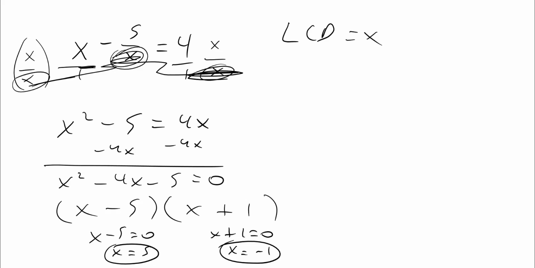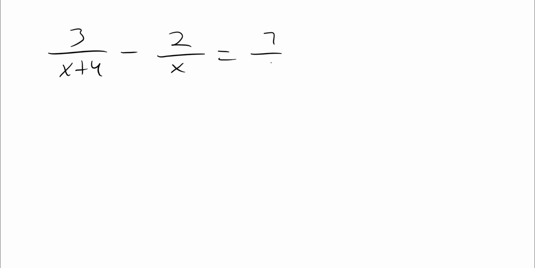Okay, let's try just one more here. 2 more. I'm going to do 2 more. Okay, so if I said 3 over x plus 4 minus 2 over x is equal to, let's say, 7 over x plus 4.